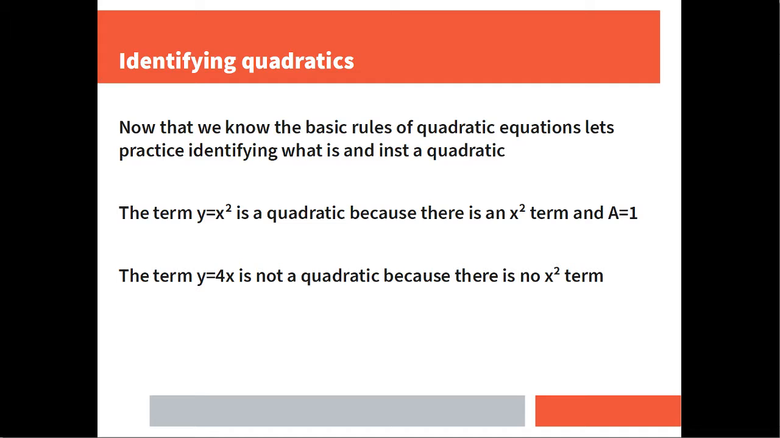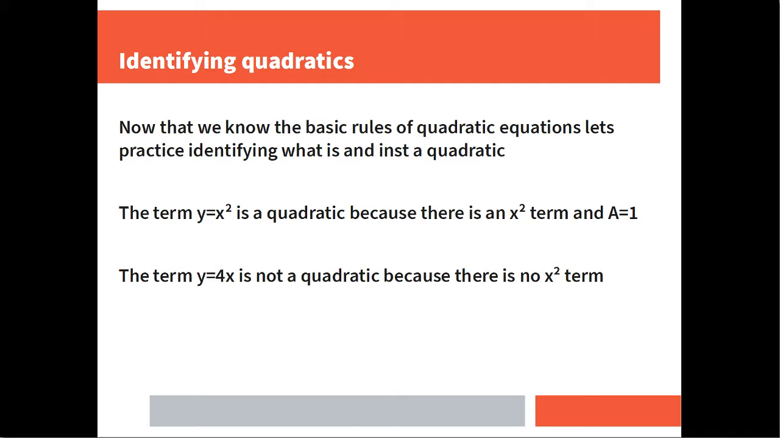Now that we know the basic rules of quadratic equations, let's practice identifying what is and is not a quadratic. The term y equals x squared is a quadratic because there's an x squared term and a would equal 1, while b and c would equal 0. So you have all your constants, including an x squared term.